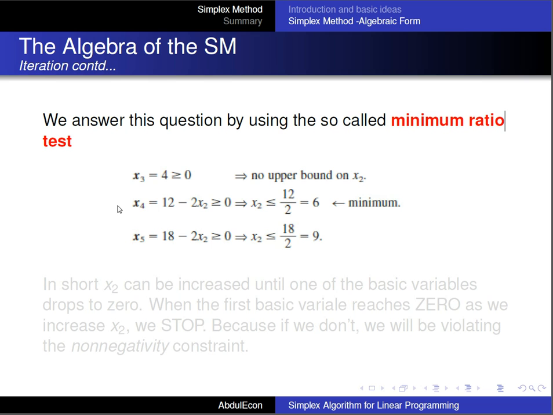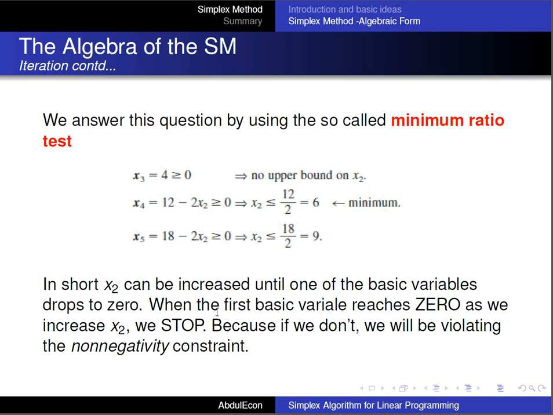So here the limiting variable is the one that drops to 0 first, because if we continue to the next one, that variable becomes negative, and if it becomes negative, it violates our restrictions, and we leave the feasible region. So this variable here is the limiting variable because it drops to 0 first. In short, x2 can be increased until one of the basic variables drops to 0. When the first basic variable reaches 0 as we increase x2, we stop. So in this case, we stop when x4 reaches 0, which means we stop at the point where x2 is equal to 6. Because if we don't stop, we will be violating, as I said, the non-negativity constraint.